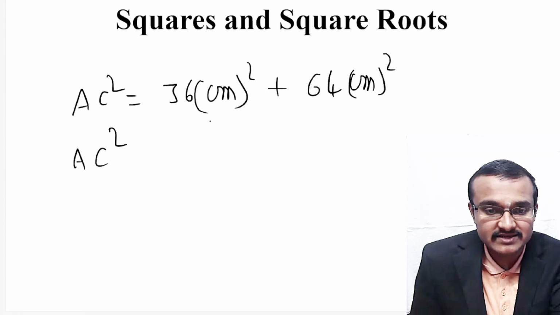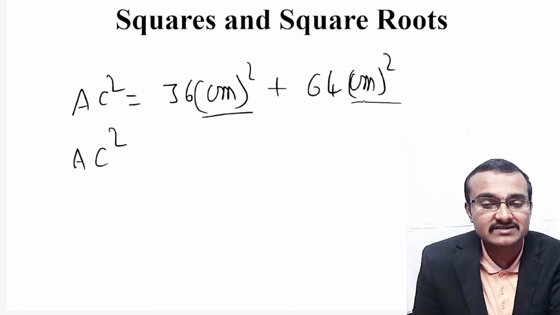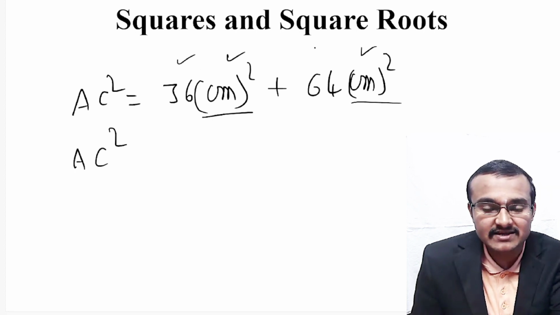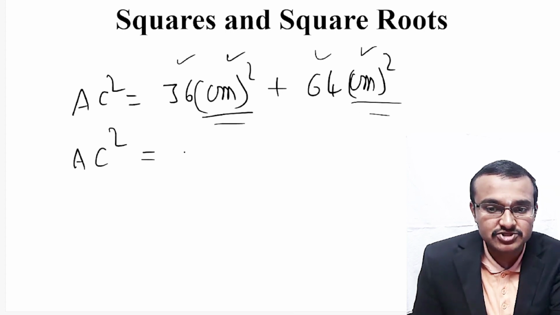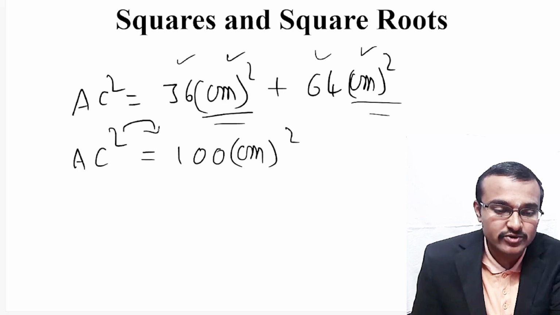Here you can see this particular term is also having centimeter square and this particular term is also having centimeter square. So they have the same SI unit, so you can directly add the numbers. So 36 plus 64 will be 100, so 100 centimeter square. Now you can bring this square to the right hand side.